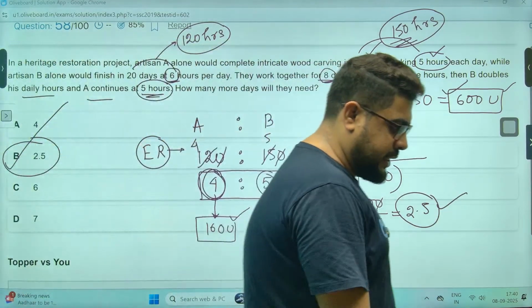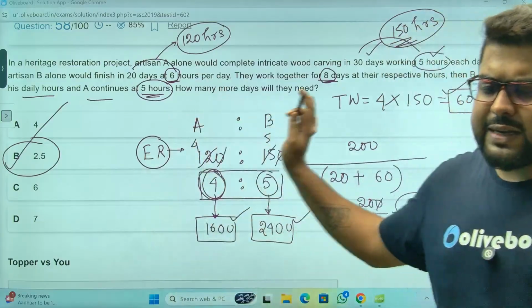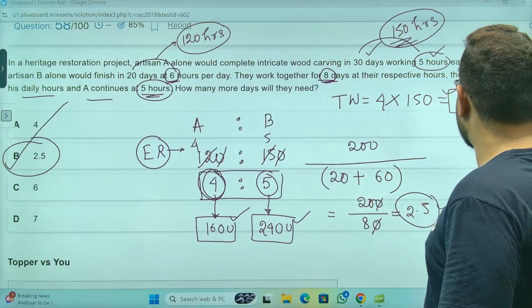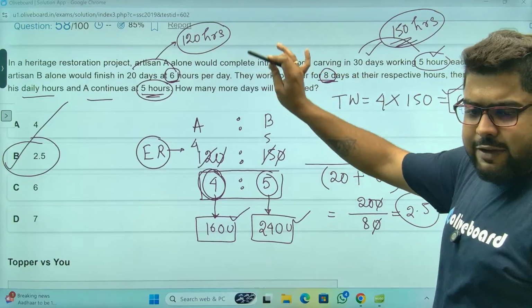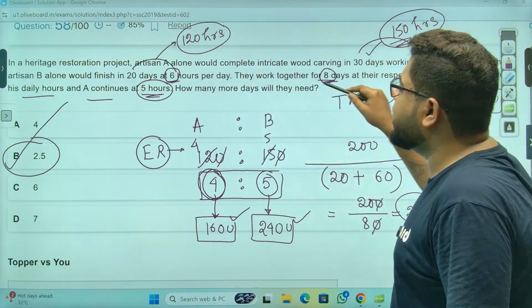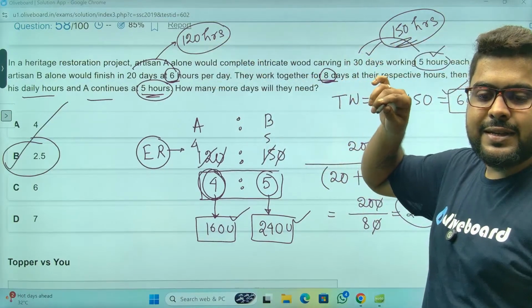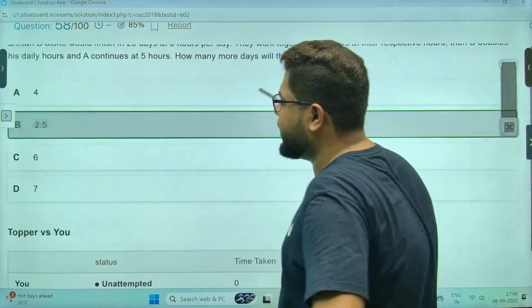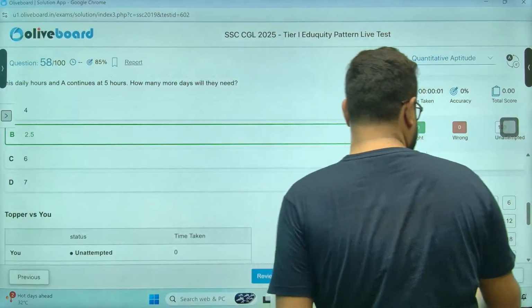That is option number B, sir. Very, very simple question. But again, very good quality question. You see, what they have done, they have made this a little lengthy by putting this hour concept into this. Just that much only they have done. That is the extra thing that they have done. Nothing else. Next one.